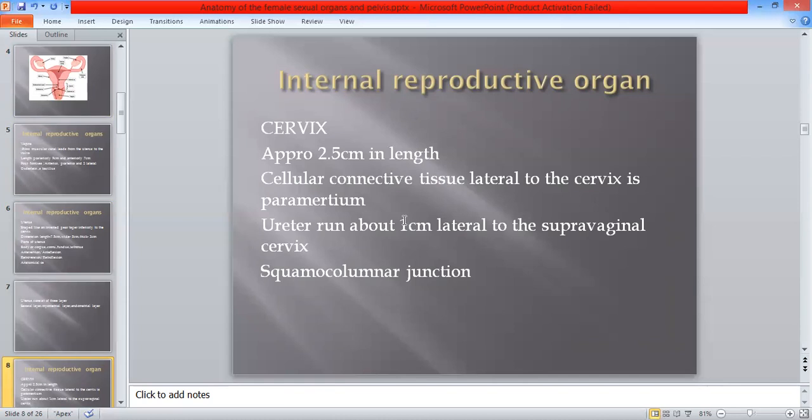The other thing is the squamocolumnar junction, which is the lining. The upper part of the cervix is lined by columnar epithelium, the lower part by squamous epithelium, and the junction of the two is called the squamocolumnar junction. This junction is very important because in cervical carcinoma this junction is changed, and we take samples for screening and diagnostic purposes from this point.